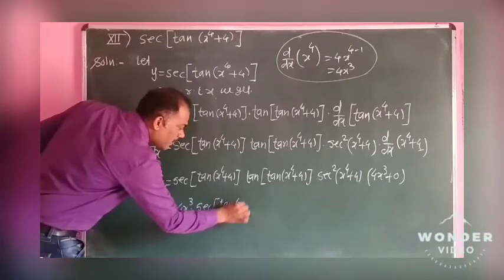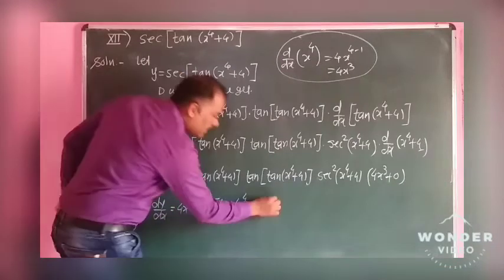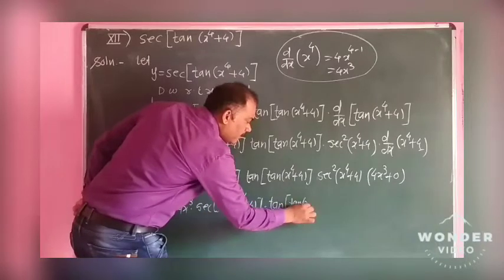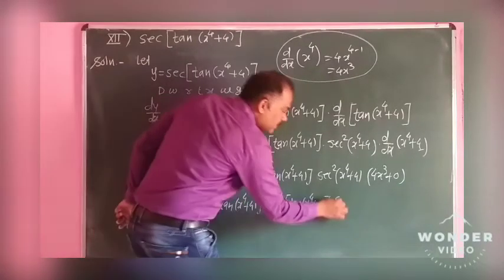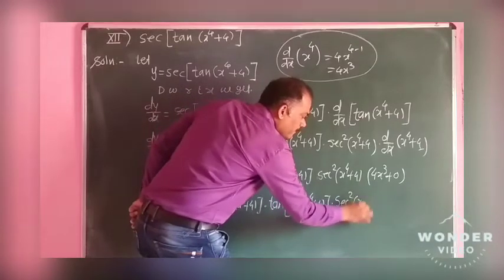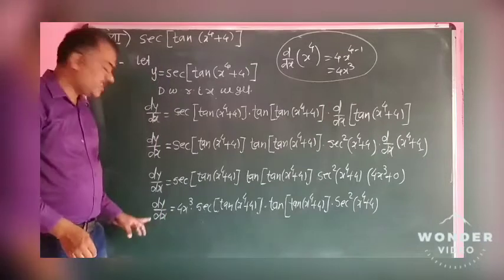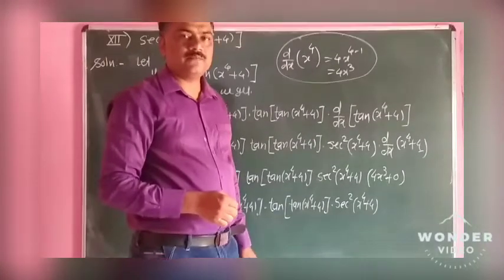tan of x raised to 4 plus 4 into tan of x raised to 4 plus 4 into sec square x raised to 4 plus 4, which is the required answer. We discuss the next example.